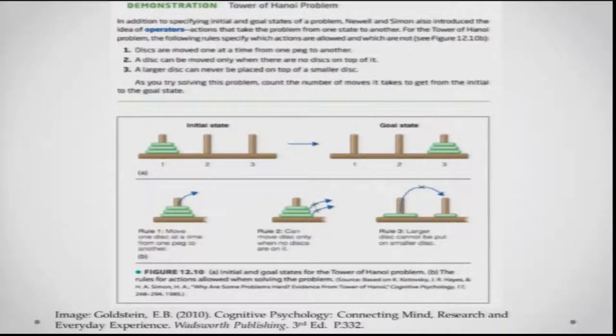And the rules are specified: discs are to be moved one at a time from one peg to another, a disc can be moved only when there are no discs on top of it, and a larger disc can never be placed on a smaller disc. So the initial state is here, the goal state is here, the rules are defined, and now what you have to do is move from the initial state to the goal state using these particular steps and keeping in mind the following rules.